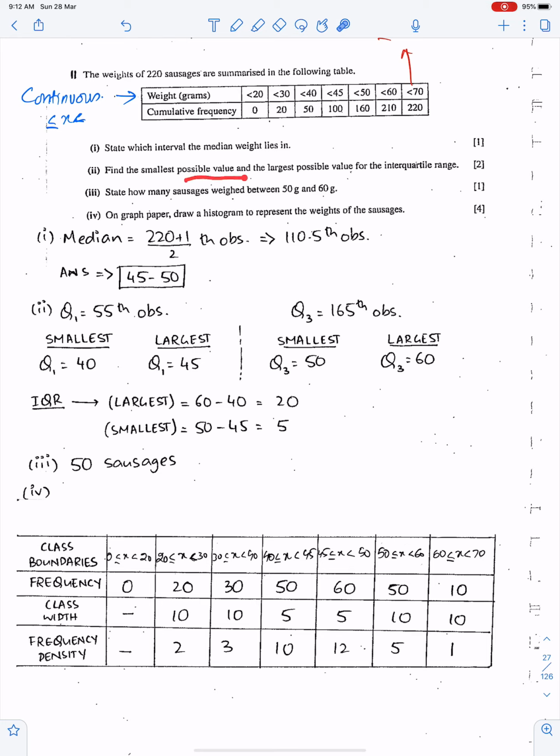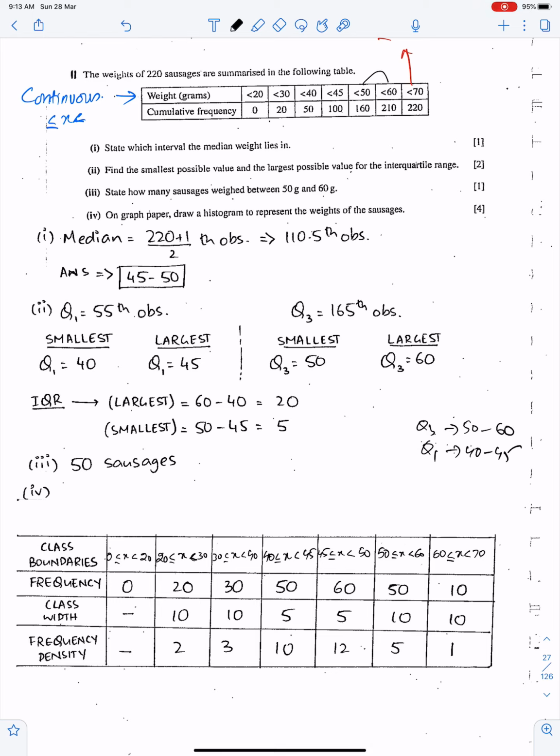Find the smallest possible value and the largest possible value for the interquartile range. First get the interval for Q1 and then Q3. Q1 is the 55th observation. So the interval of Q1 will be 40 to 45. And this is the interval for Q1. And the interval for Q3, I think this should be the interval 50 to 60.